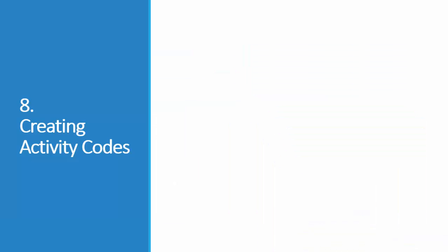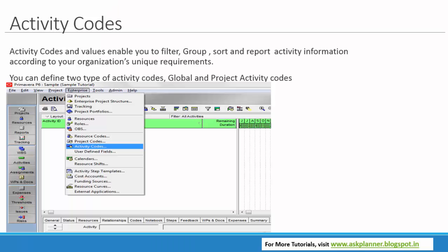Next we go to activity codes. Activity codes and values enable you to filter, group, sort and run reports for the projects based on the management requirements. By default in Primavera we'll be getting some activity codes starting with the letter A and 5-digit codes, but at a later stage you would need some codes for filtering, grouping or sorting. So it is suggested that we use these activity codes at an earlier stage itself, so that we may not face problems in the middle of the project.